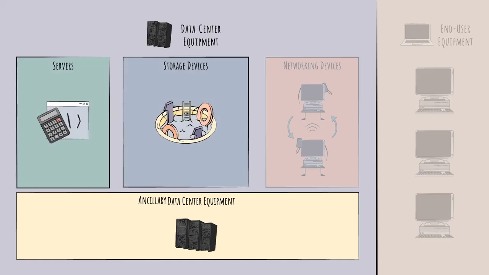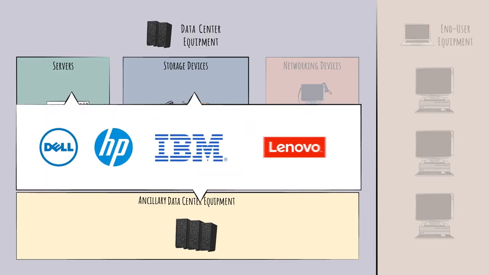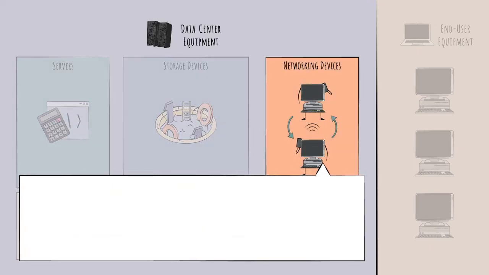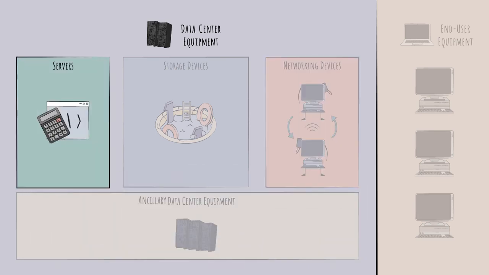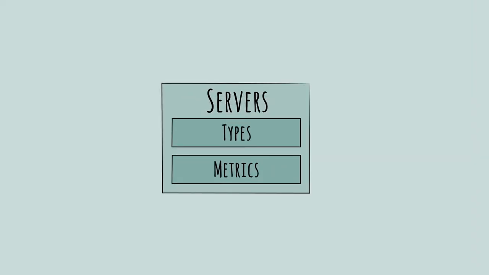Servers, storage devices, and much of the ancillary equipment are sold by companies like Dell, HP, IBM, and Lenovo. Networking devices, on the other hand, are a slightly different beast. The major companies here include Cisco, Juniper Networks, and Huawei. Let's look into the first group, servers. We'll cover the main types and the metrics commonly used to compare different products.